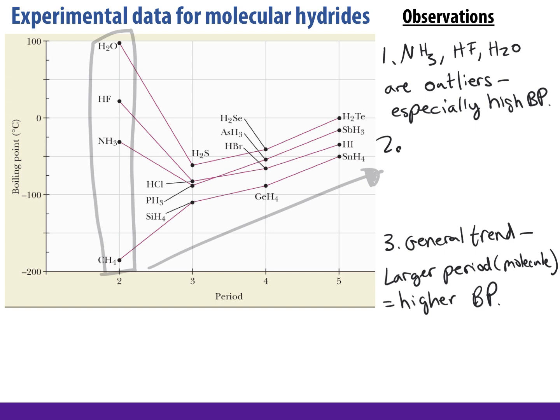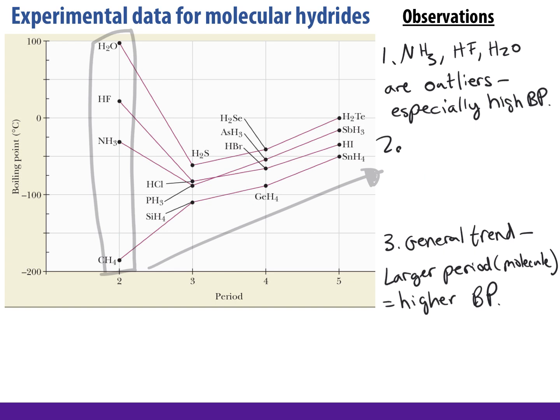I'll do number 3. You'll see the order in a second, the reason for it. Number 3 is this general trend that as we go from period 2 to period 3 to period 4 to period 5, we go to bigger and bigger atoms that we're bonding to hydrogen. We get bigger and bigger boiling points. We'll explain that in a minute.